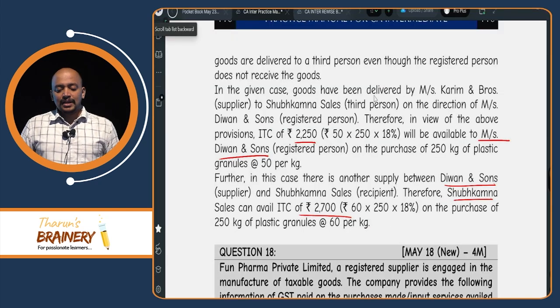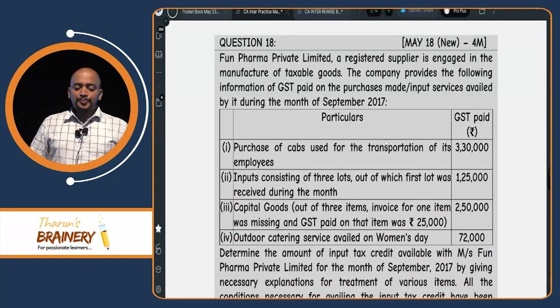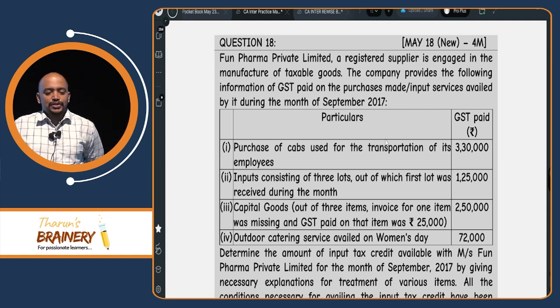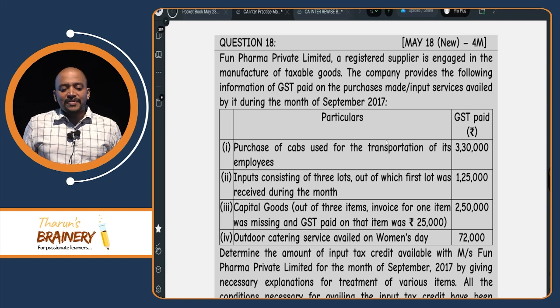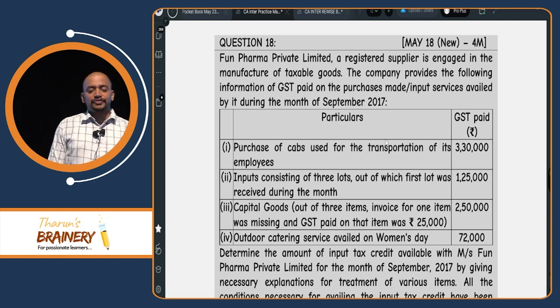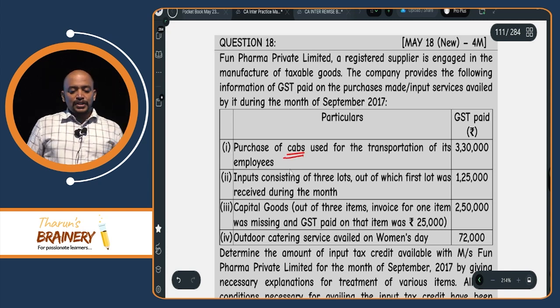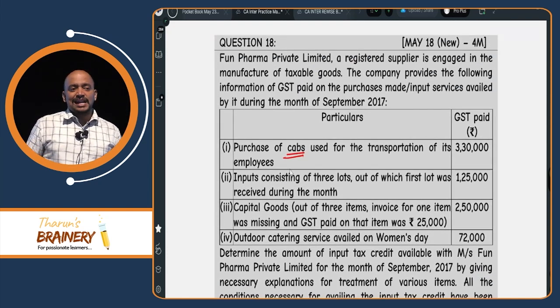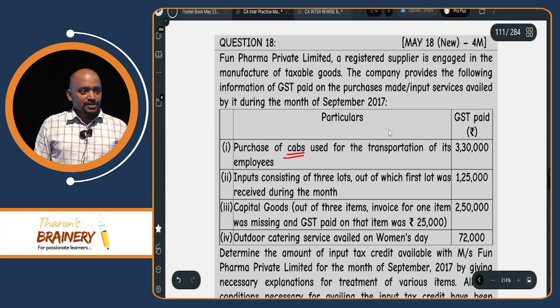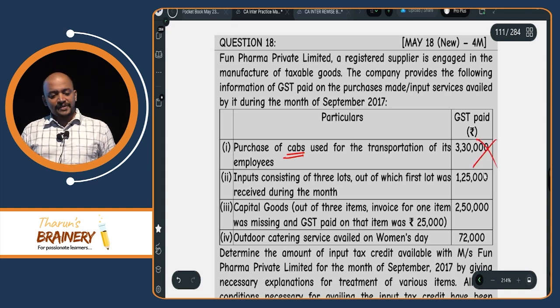Then next, question number 18. Fun Pharma Private Limited, a registered supplier, is engaged in manufacture of taxable goods. The company provides the following information of GST paid on purchases made or input service availed by it during the month of September 2017. Purchase of cabs used for transportation of its employees. Cabs. So we don't have any capacity, which means we will take it as capacity does not exceed 13 and not covered under exceptions. Therefore, ITC not available.